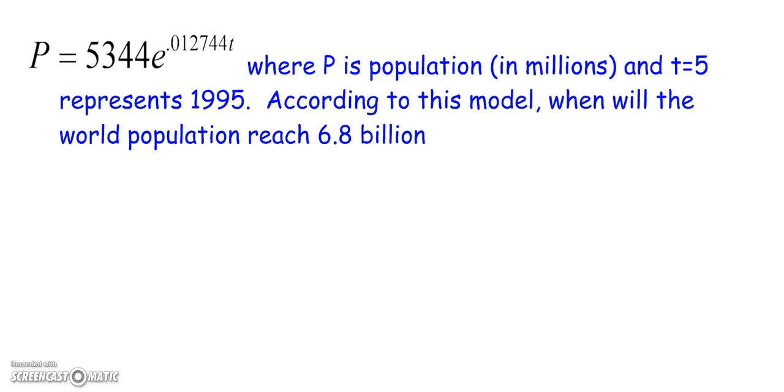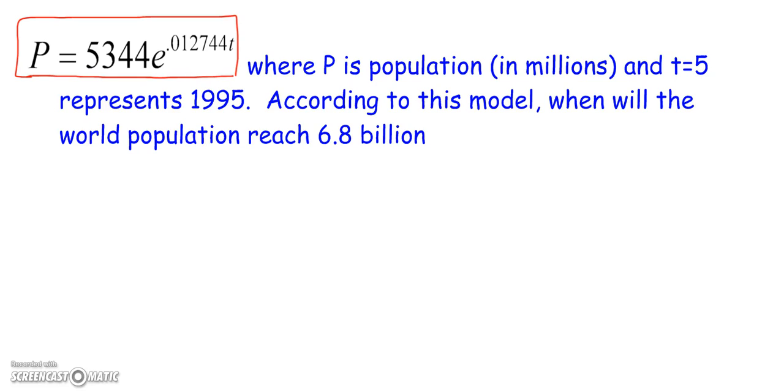All right, so here we have this equation right here, where p stands for population in millions, and t represents 1995. So t equals 5 represents 1995. According to this model, when will the world population reach 6.8 billion? Okay, so they've given us this equation right here, outlined in red. And they say, well, when will the population reach 6.8 billion?